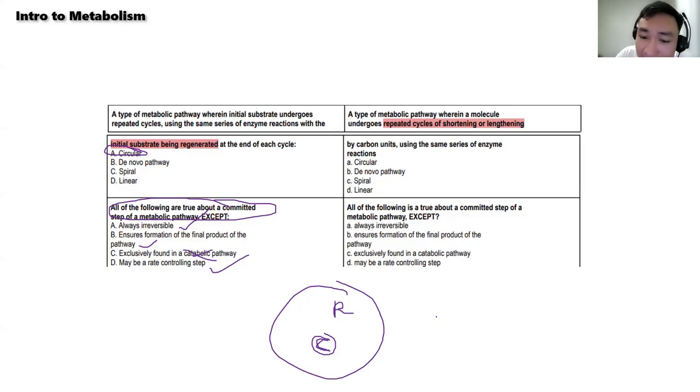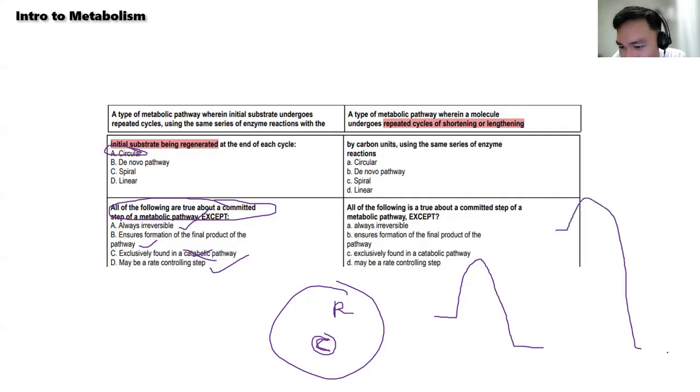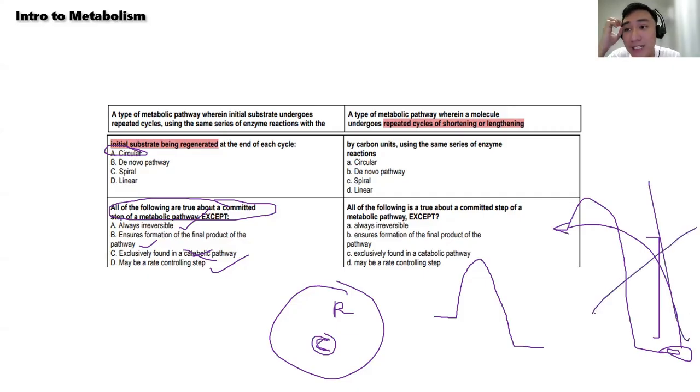Okay? Kapag rate limiting kasi, ibig sabihin siya yung pinakamabagal, ibig sabihin, sobrang taas ng activation energy na kailangan niya for the reaction to proceed. Kapag committed step, irreversible siya because of the large decrease in free energy. Parang ganyan. Itong free energy, large decrease in free energy, committed step. So, irreversible yan. Okay? Sobrang baba na ng energy mo dito. You cannot go back to this original energy state. Diba? So, always irreversible ang committed step.